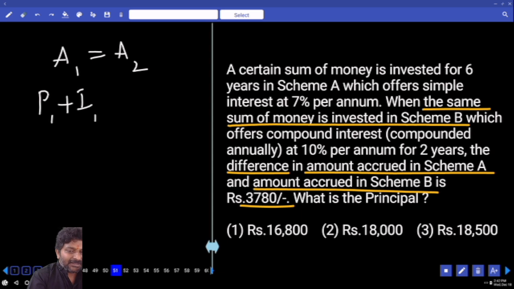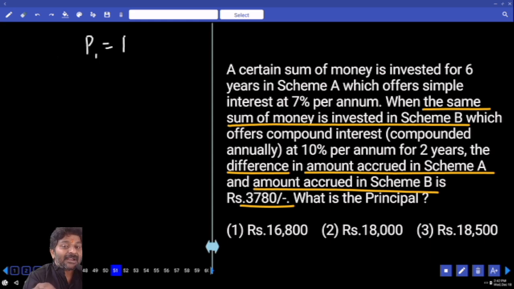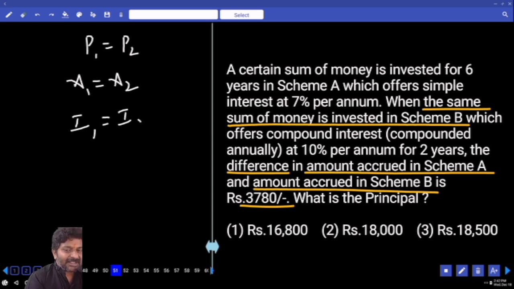Principal plus interest. According to the condition, principals are equal, right? This gets cancelled or not? Then what is the leftover condition? Interests are equal or not? If principals are equal and if amounts are equal, that says interests are equal. Here the condition says principals are equal.